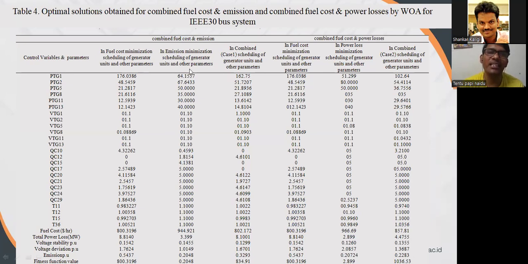Here in the second case, emission is the main objective. In the emission case, fuel cost is 944.921, whereas in case 1, with fuel cost as the main objective, fuel cost is 800.3196. And here in the second case, emission is the main objective. Here I can reduce the emission to 0.2048.